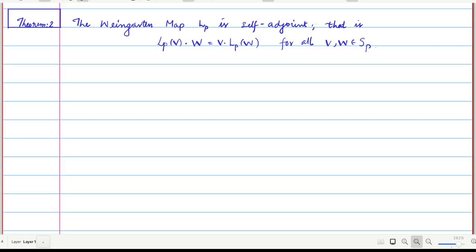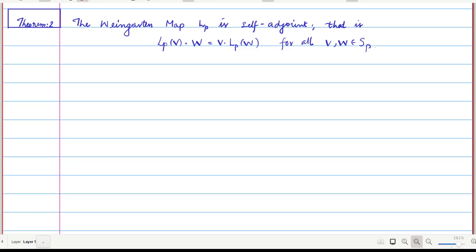Hi all, today we discuss the last theorem of chapter 9, that is, the Weingarten map is self-adjoint. Self-adjoint means, you might have seen this formula in your functional analysis classes. This will give the property of a self-adjoint operator. The adjoint is defined using some kind of inner product.